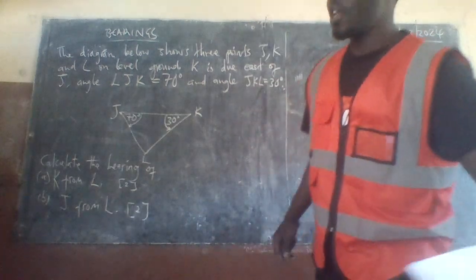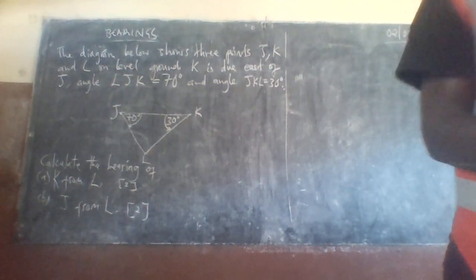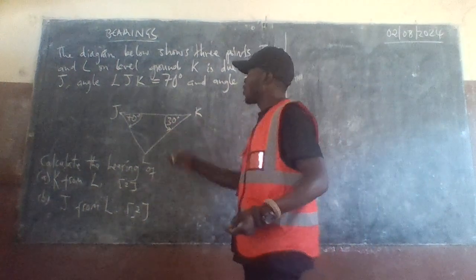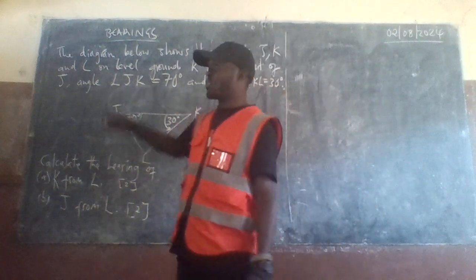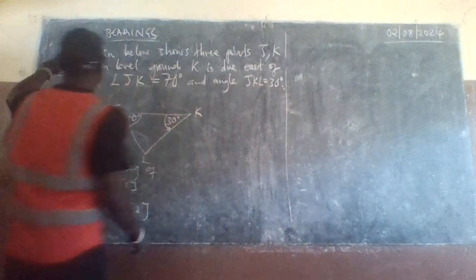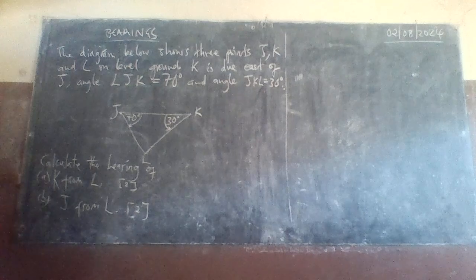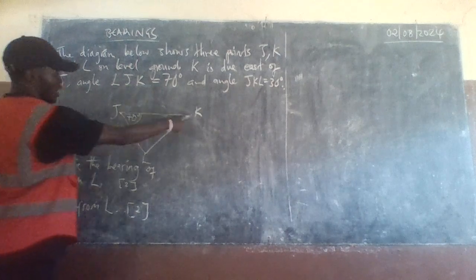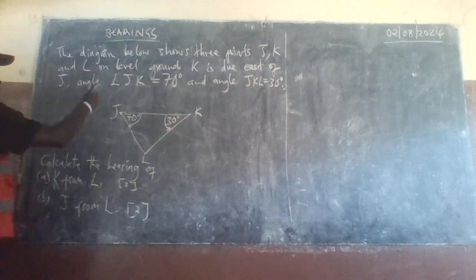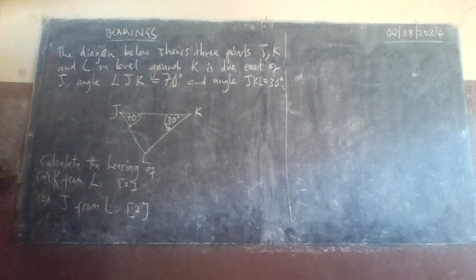This is the next video, or the second video on bearings. Here the question reads: the diagram below shows 3 points J, K, and L on level ground. So these are on the ground. It's like imaginary points which are on the ground.